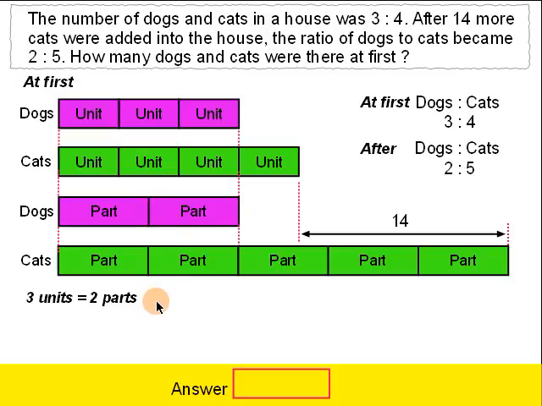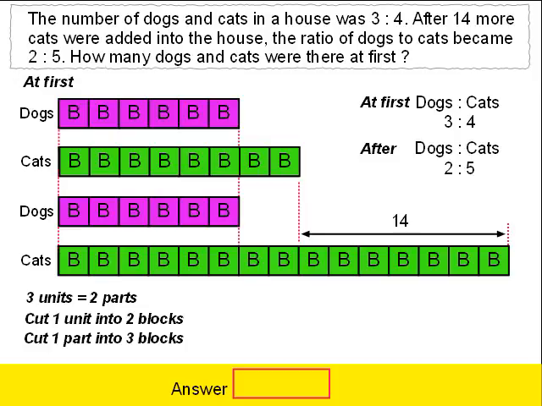Okay, so now from the model itself of the dogs at first and the dogs in the end, we know that 3 units is equal to 2 parts. Okay, 3 and 2, the LCM of 3 and 2 is 6. Therefore, we cut 1 unit into 2 blocks and 1 part into 3 blocks, making use of LCM principle. Alright, after we cut models, the model looks like this. Okay, we convert all the parts and units into blocks as shown here.